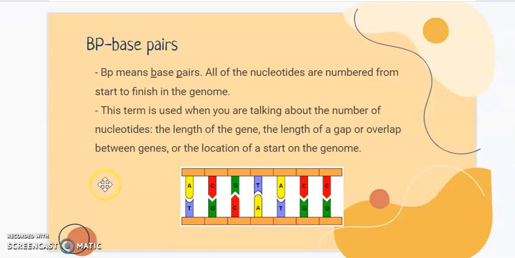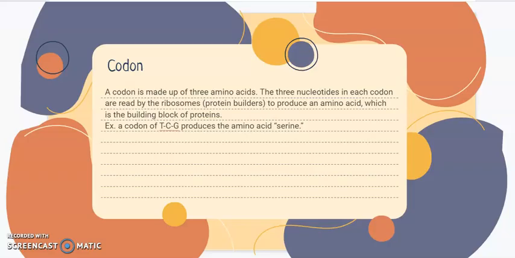Okay, so what are base pairs? You'll see this abbreviated as BP many of the time. It just stands for base pairs. All of the nucleotides are numbered from start to finish in the genome. This term is used when you are talking about the number of nucleotides, length of a gene, length of a gap or overlap between genes, or the location on the genome. We'll use this term a lot, so be sure you're familiar with that.